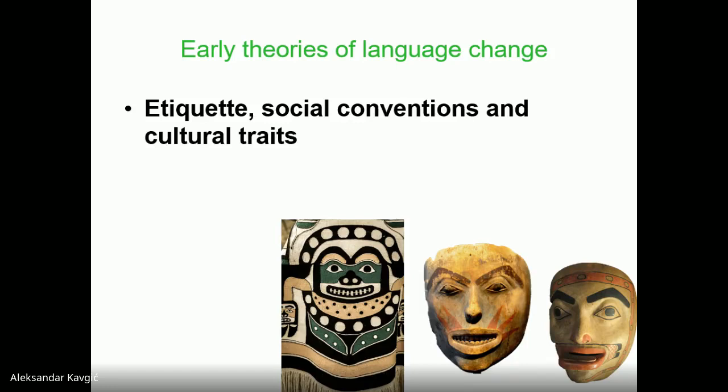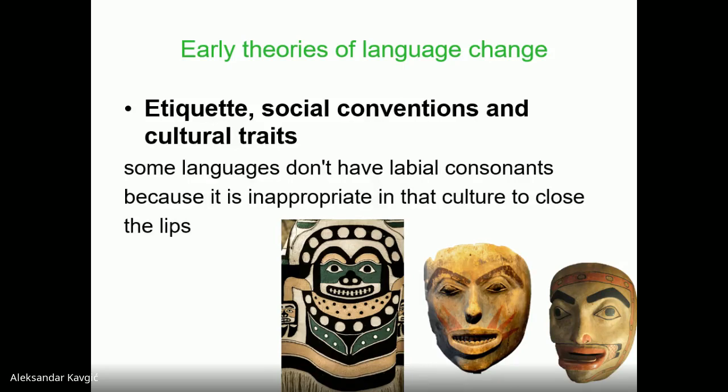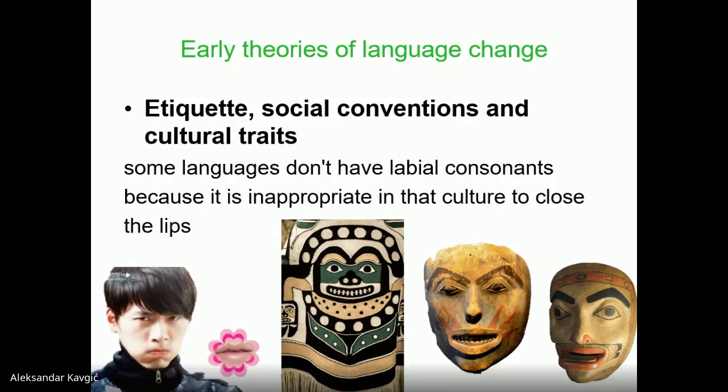And they thought that the absence of labial consonants was because the cultural heritage of these Native American tribes was that it was inappropriate to close the lips. They always wanted to, in a way, smile. But again, we know that etiquette and social conventions are important, but we now know that they do not actually influence the phonological system of a language.